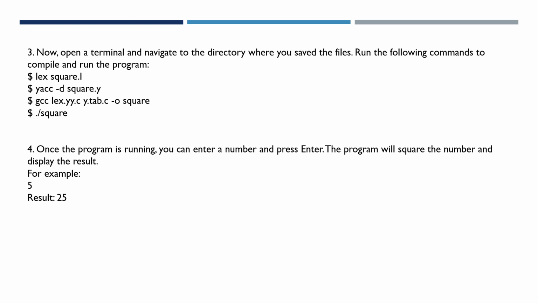So once the program is running, you can enter a number and press enter. The program will square the number and display the result. If we enter 5, we are going to get the result as 25, and if you enter 6, you are going to get 36, and so on.